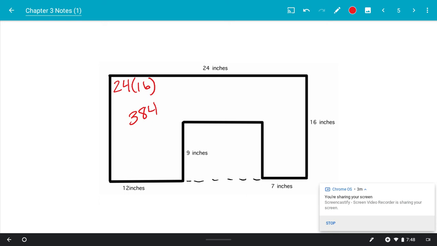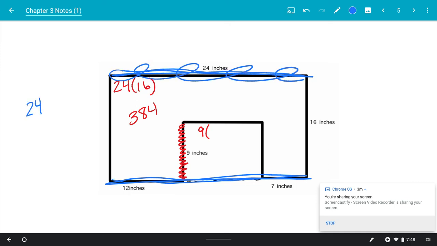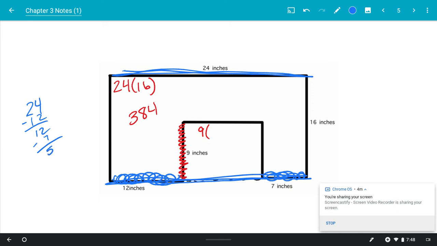But then we need to take off this section. So what we can do is find the area of that. We know the height is 9, but we don't know the base. So what we can do is look at the base here and here. Well, the whole base is 24 because the top tells us so. And we know that this section is 12, so we can take away 12, and we're left with 12. Then we know that this section is 7, so we take away 7, and we're left with 5.